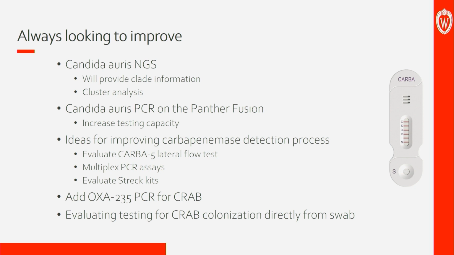We have some ideas for improving our carbapenemase detection process. We're probably not going to do all of these, but we're trying to figure out what would be the best. So there is a lateral flow test. I have a picture of it on the side. It's the Carba-5. It's kind of like the COVID at-home tests where you put some liquid in, and then it goes across, and it should not have all of the lines. That would mean it was positive for all 5. That'd be very bad. But it would give you a positive for the different carbapenemases, which is kind of interesting.